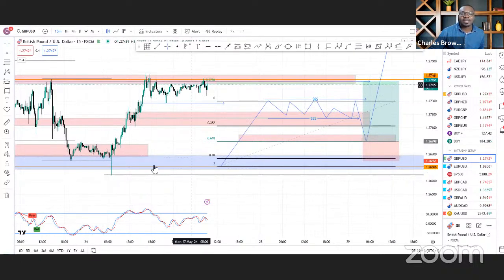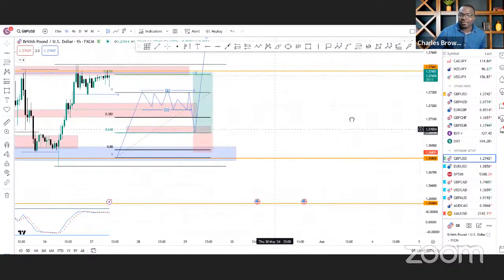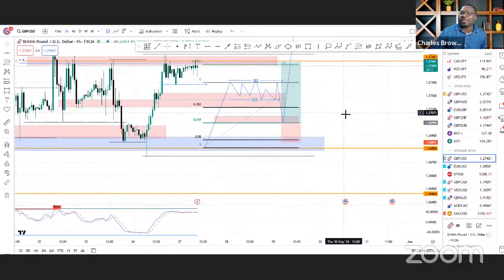That's exactly what we see here. If you go to the 1 hour time frame, now, your 15 minutes time frame is your entry time frame.